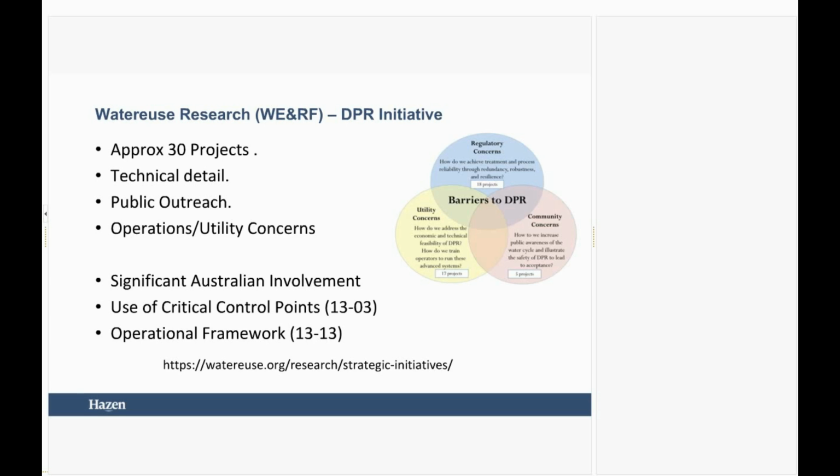And I do want to point out that there was a significant Australian involvement, and continues to be, in a number of those projects. The use of critical control points, Project 1303, had its genesis really in a lot of the work that was done on the Western Corridor project in Queensland and in other projects there as well. Similarly, an operational framework project took a lot of work from work that had been done in Australia. So a lot of good connections there.